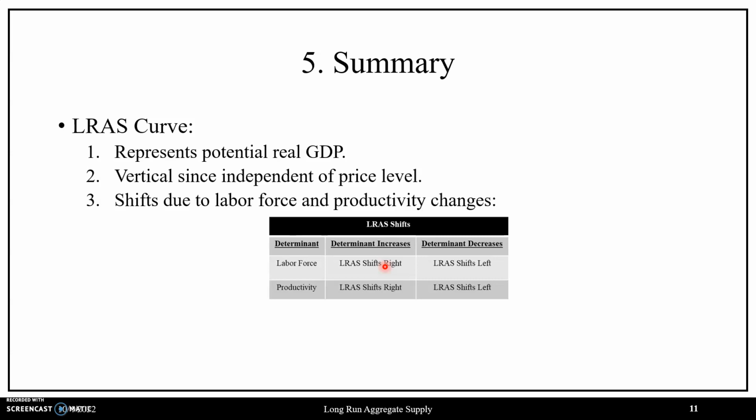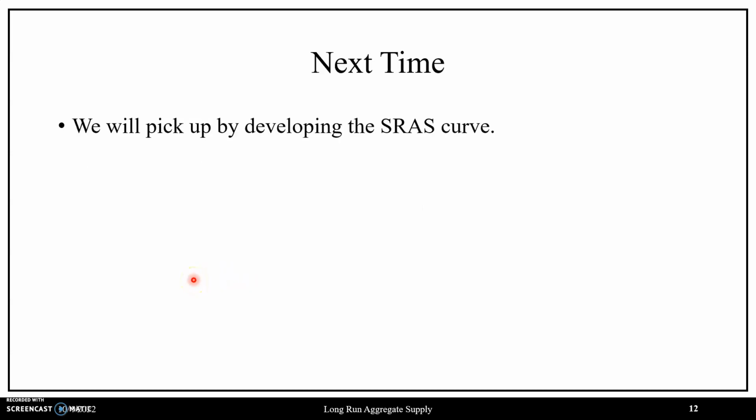Alternatively, if there was a decrease, which seems unlikely given what we've seen in our US data set, what we would have would be a decrease in potential real GDP and a leftward shift of the long-run aggregate supply curve. So with all this in mind, next time we'll pick up by developing the short-run aggregate supply curve.